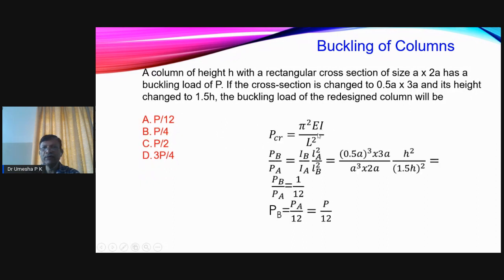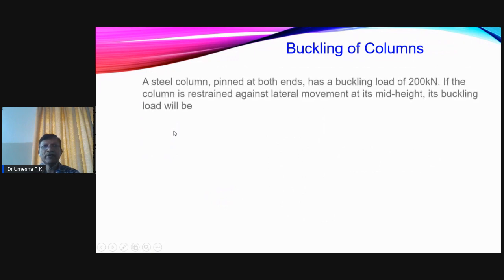So we should apply here the cross section they have given and the length they have given. So if you apply that to the load, we'll be getting the ratio. What is the load? P by 12 we will be getting if you simplify all the things. Okay. So answer A. So we'll take another example.